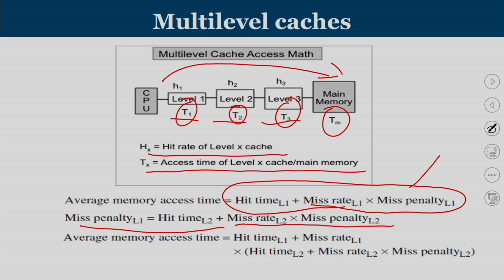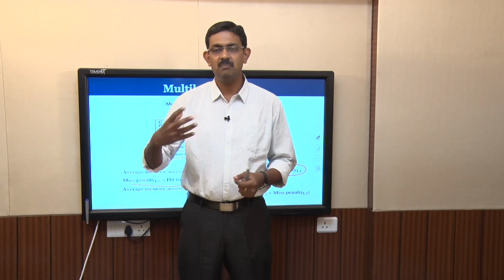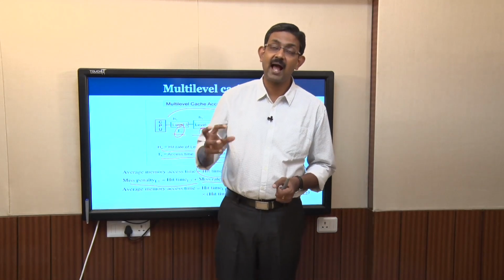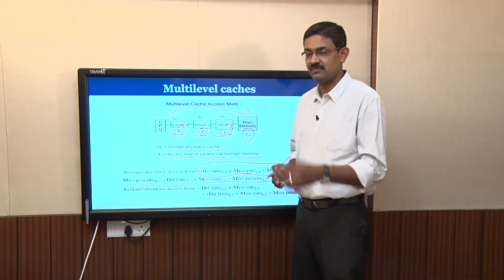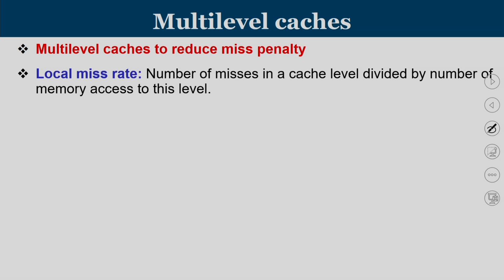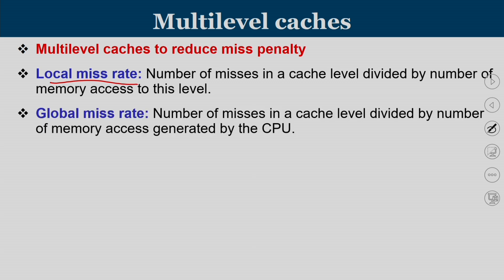So in our previous approach, we have found that average memory access time is hit time plus miss rate into miss penalty. Miss penalty itself is going to be the access time of the next level of cache plus the miss rate of that cache into the miss penalty of the second level cache. Multi-level caches, we have seen, reduce miss penalty. There are two terms that we would like to draw your attention to. The first one is known as local miss rate. It's the number of misses in a cache level divided by the number of memory accesses to this level. The second one is called global miss rate. It's the number of misses in a cache level divided by the number of memory accesses generated by the CPU.